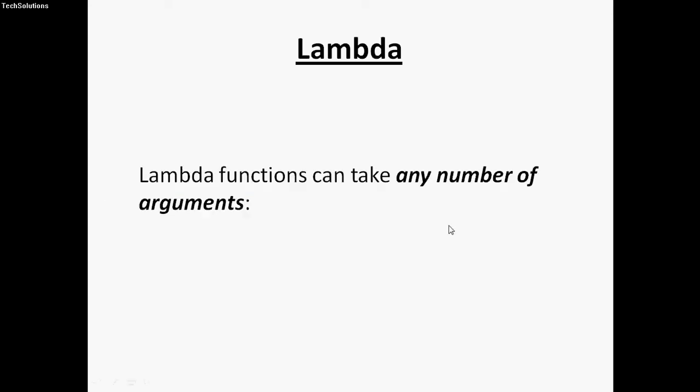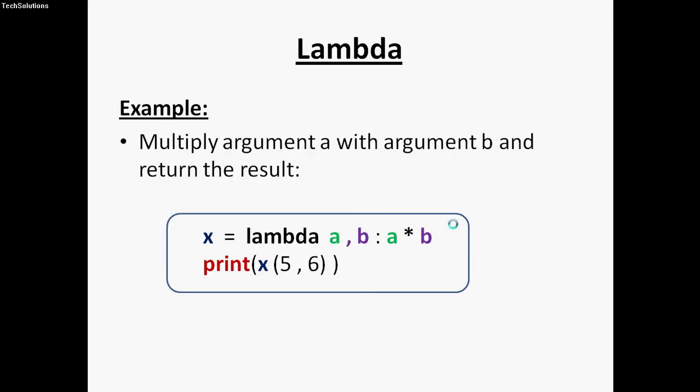Lambda functions can take any number of arguments. For example, we multiply argument a with argument b and return the result. Here we have two arguments a and b, and both are multiplied and the result is returned within a single statement using this lambda.